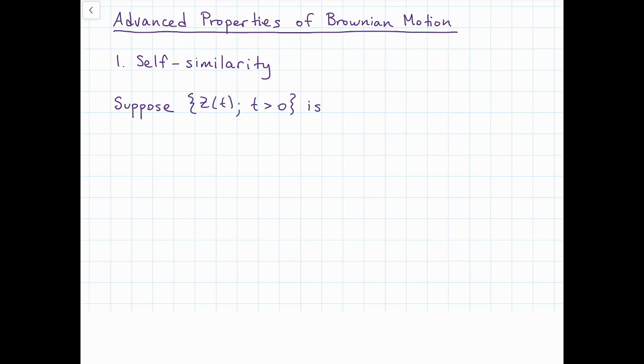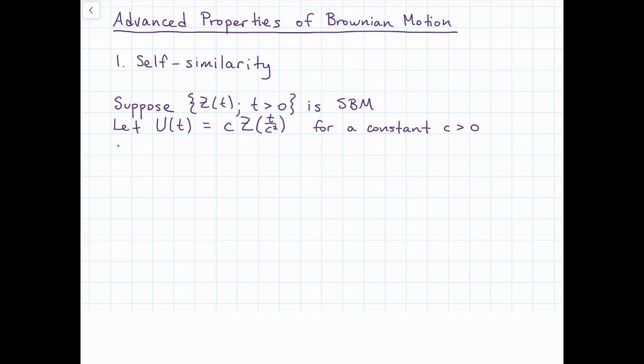So suppose that Z(t) is standard Brownian motion, and we're going to define a new process, U(t), to equal c times Z(t/c²) for some constant c greater than 0. So essentially we're taking our process and looking at it in sharper detail, looking at it more closely in the time interval, and then scaling up that process by a factor of c.